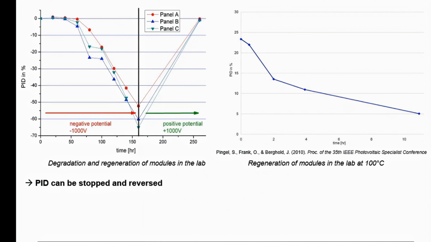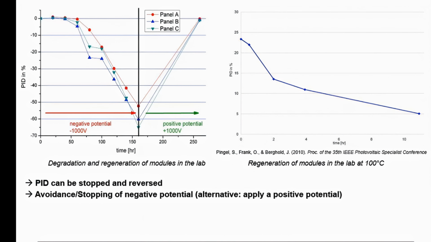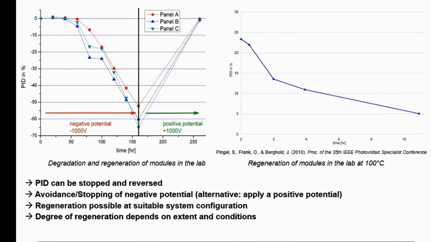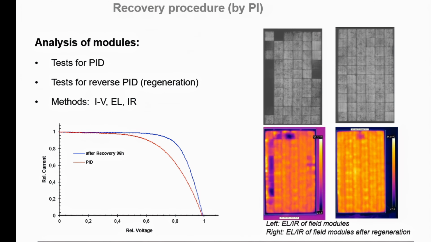In summary, PID can be stopped and reversed. Avoidance: stopping the negative potential. Alternatively, you can apply a positive voltage, basically during nighttime. Regeneration is possible with a suitable system configuration. The degree of degradation depends on external conditions.